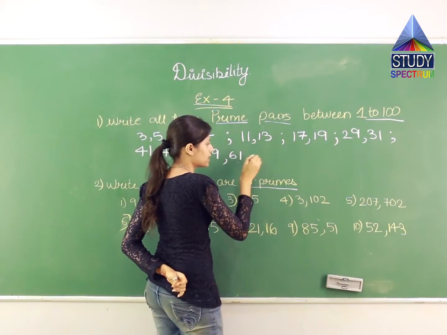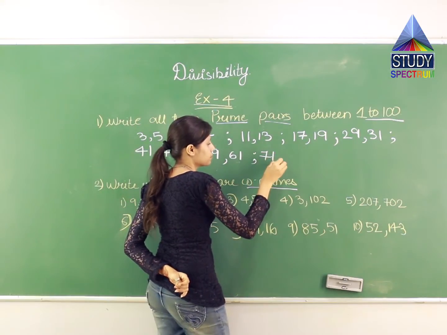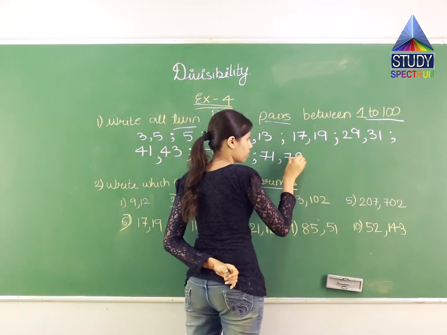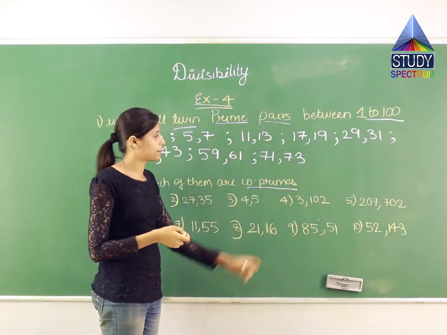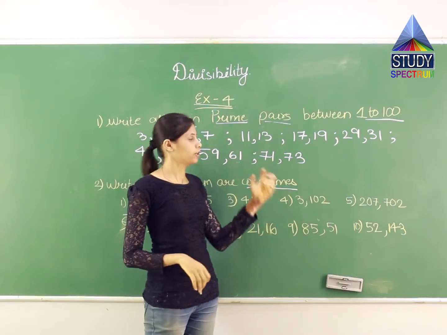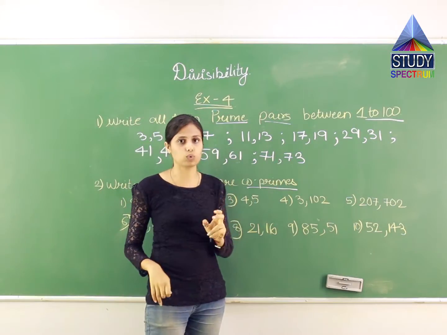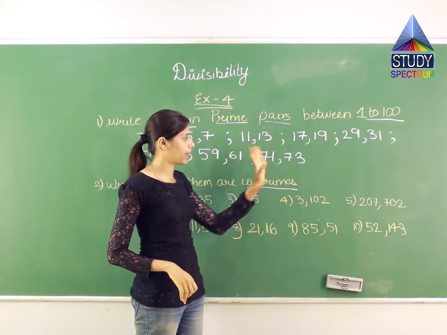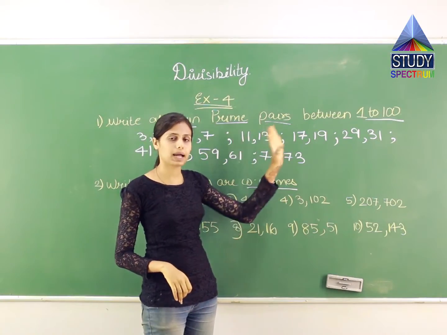Moving on further, you will get 71 and 73. This is another twin prime pair. See, 71 is a prime number, 73 is also a prime number. When you find the difference, you will get 2. Okay? And they both come together to form a pair, so it is a twin prime pair.